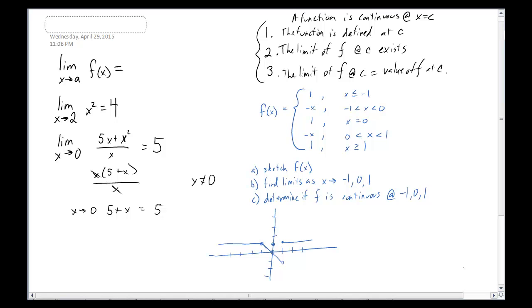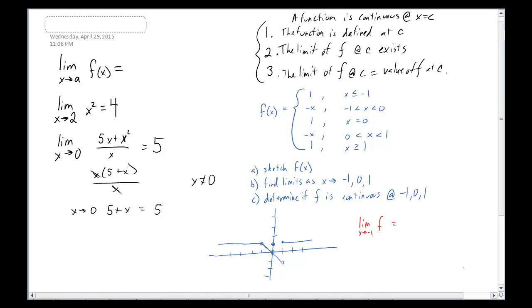All right, now I'm going to assume that you've gone through this by yourself, but let's go ahead and talk through it. So we're going to find the limits as x approaches -1. So limit as x approaches -1 of f. As it approaches -1 from the right-hand side, note that the value is always 1, 1, 1, 1, 1. So we're approaching 1.